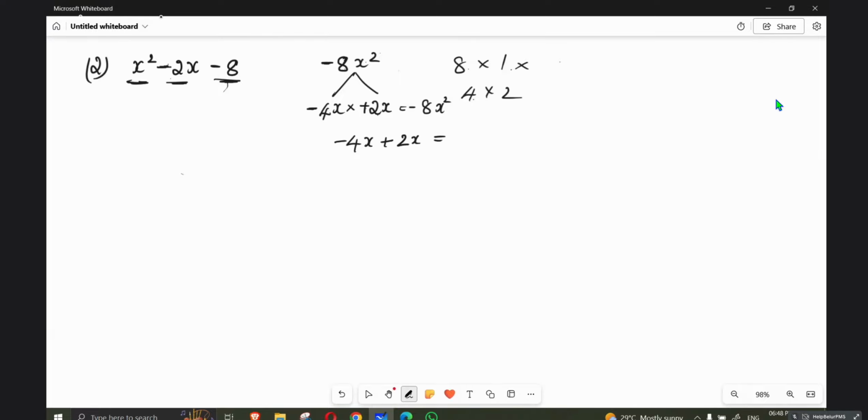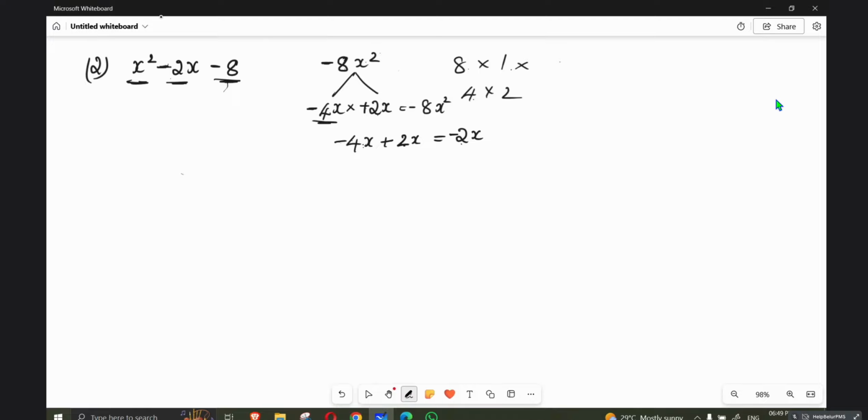See here, listen. Whenever you have one minus and the other plus, you are actually doing the subtraction between the two. That is, 4 minus 2 is what? 2. So 2x now, and put the sign of the bigger number. Again I repeat, one minus and other plus means do the subtraction. 4 minus 2 is 2. And which sign do I have to put? I have to put the sign of the bigger number, so minus. That is why I took the bigger number as minus, because here you have minus.